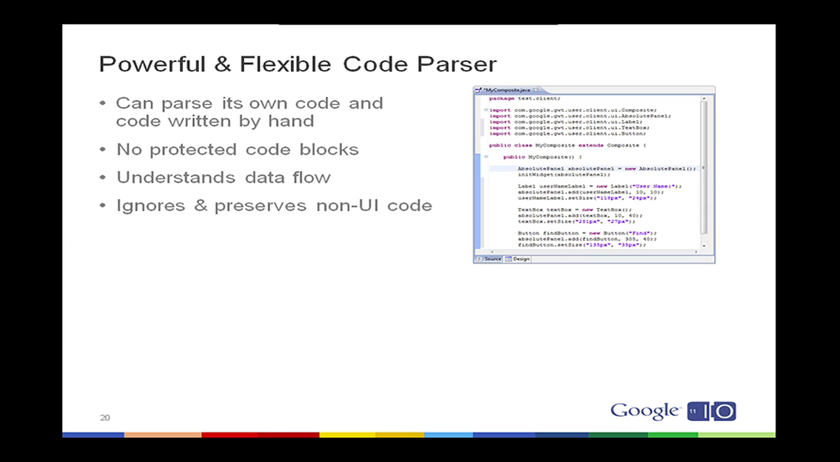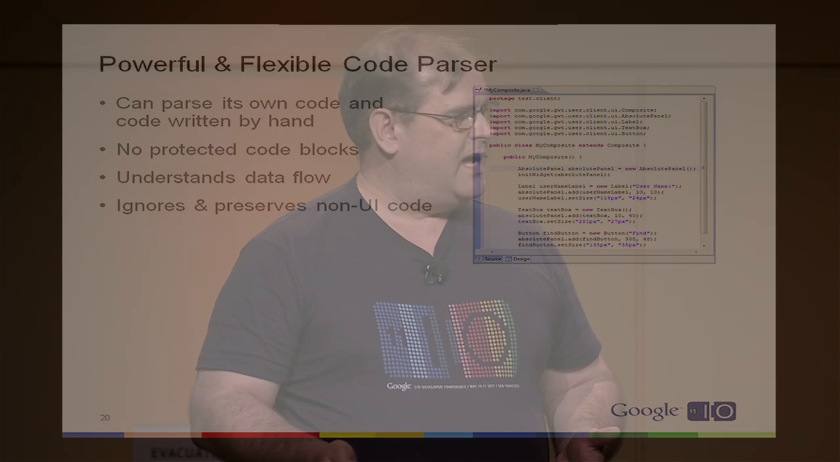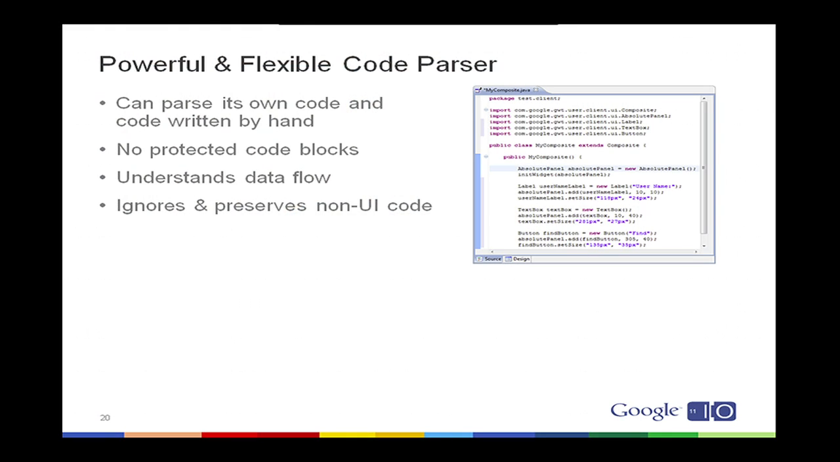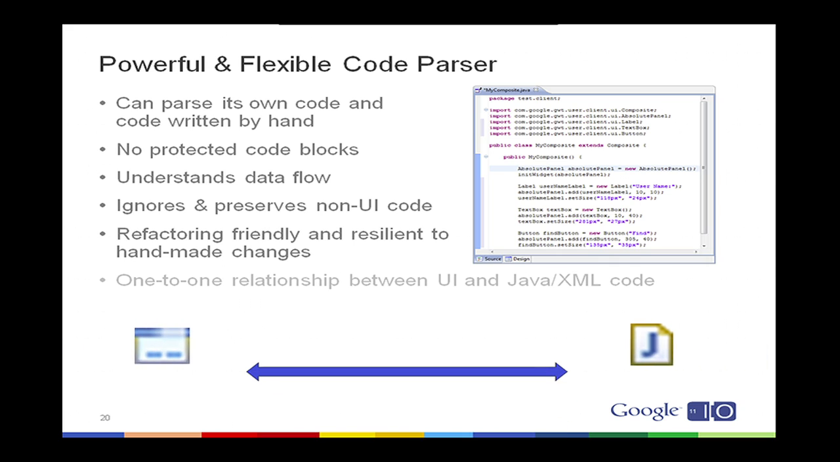Ignores and preserves non-UI code. So again, if you've added your own code in line or anywhere in the class, it'll ignore it, preserve it, and the formatting remains unchanged. Since it's making micro edits, there's never a point where it regenerates the entire class and messes up the formatting or does anything like that. Again, very refactoring friendly and resilient to handmade changes.